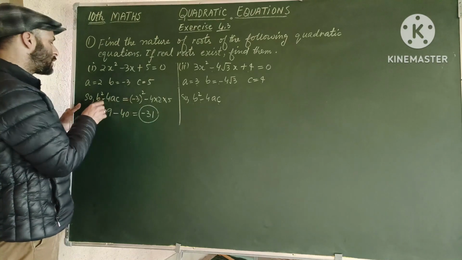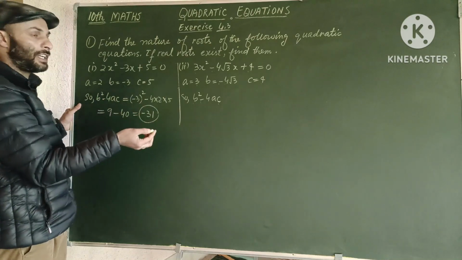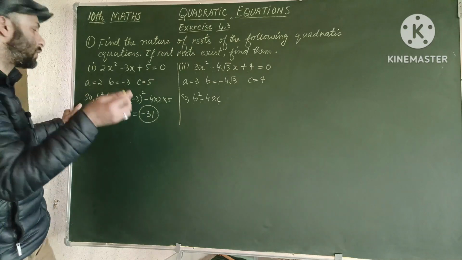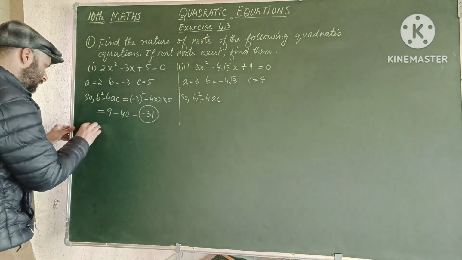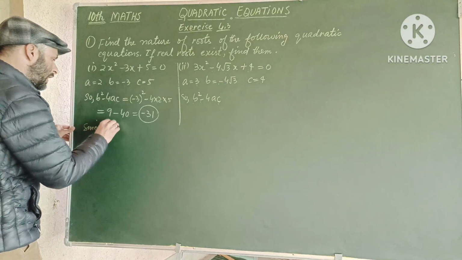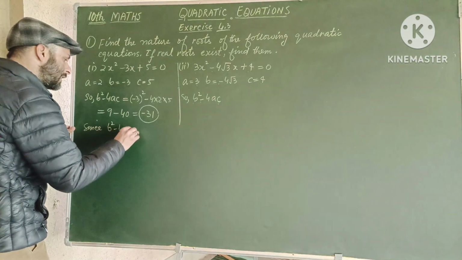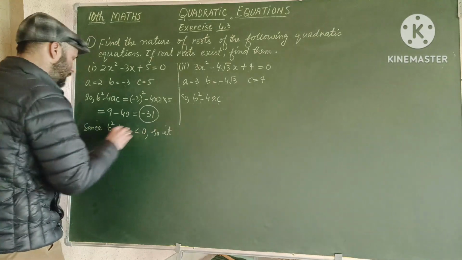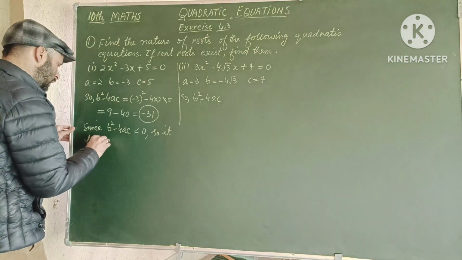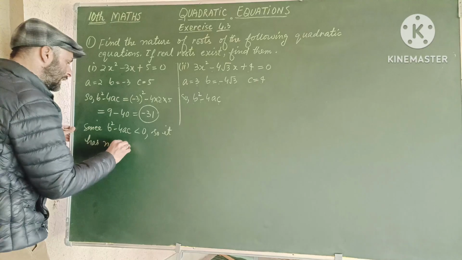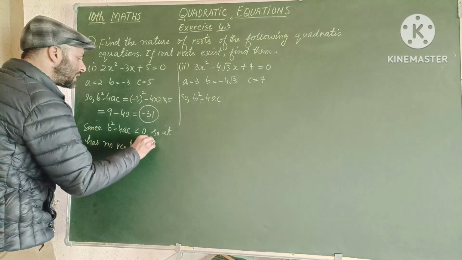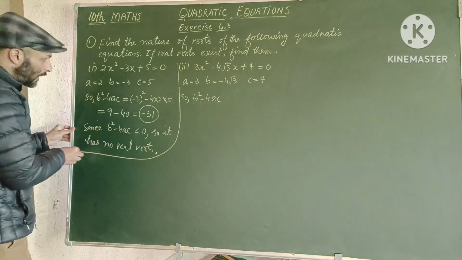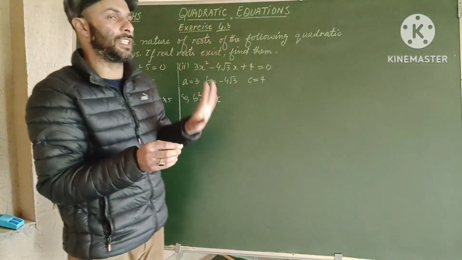So the value of b square minus 4ac is minus 31, which is less than 0. Since b square minus 4ac is less than 0, it has no real roots. Since no real roots exist, there is nothing further to find.